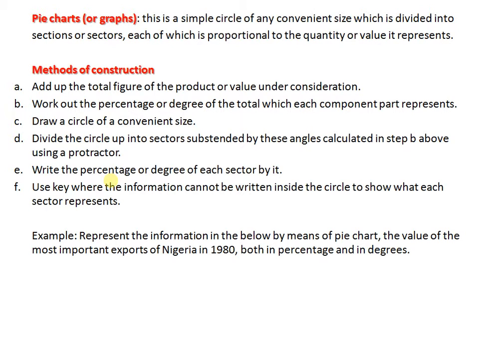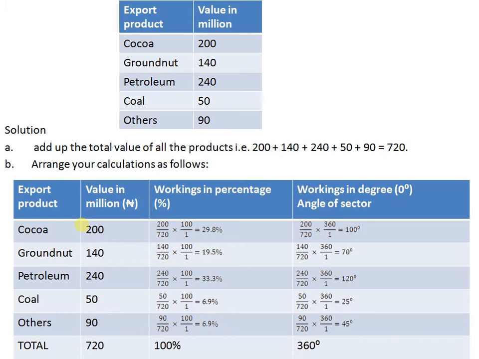Example: represent the information below by means of a pie chart. So this is an example of the method we just explained. These are the exported products: cocoa, granite, petroleum, and these are the values. So how do we do the pie chart? First of all, add up these values to get the total. Then we work out the percentages. These are the percentages, and these are the percentages converted into degrees.